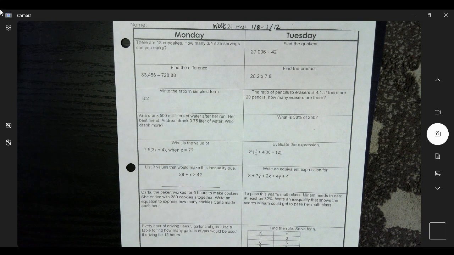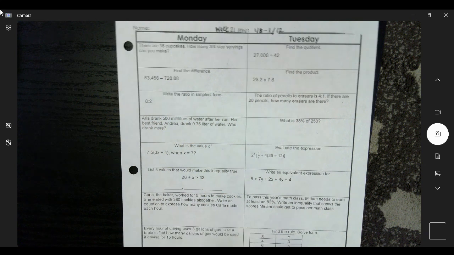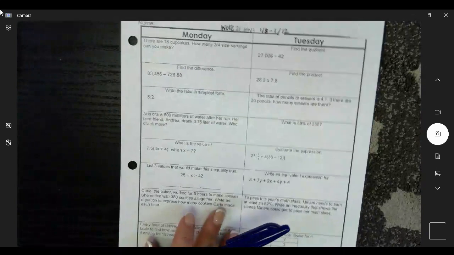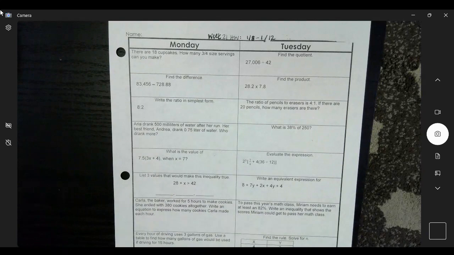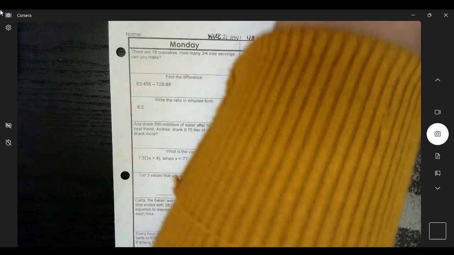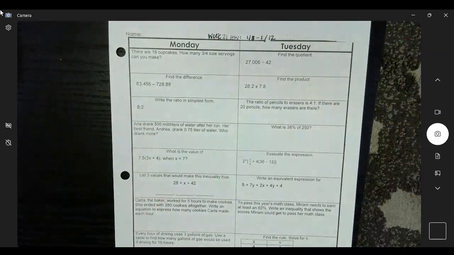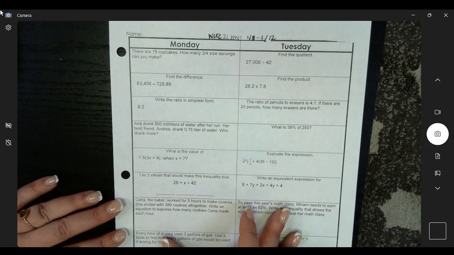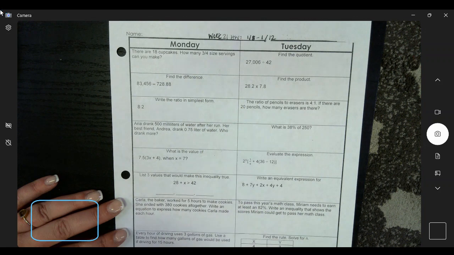Okay, guys, this is our first homework for the second semester. It will have Monday, Tuesday, Wednesday, Thursday on it. And it is a spiral of everything that we have done so far. There are a few things on here that we have not gotten to yet that you may struggle with. So I'm going to go over it with you step by step. And we'll also go over it in class if you have any questions.